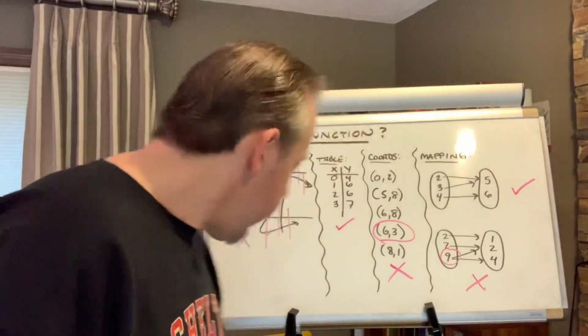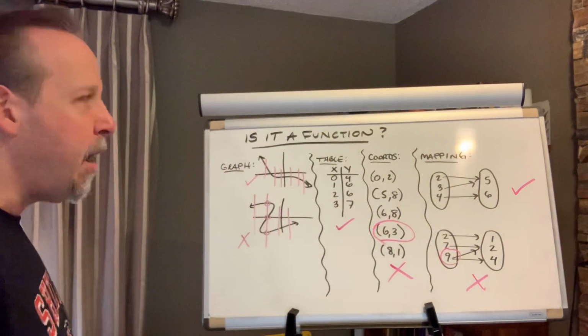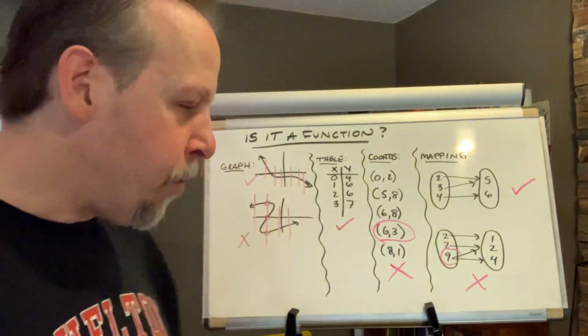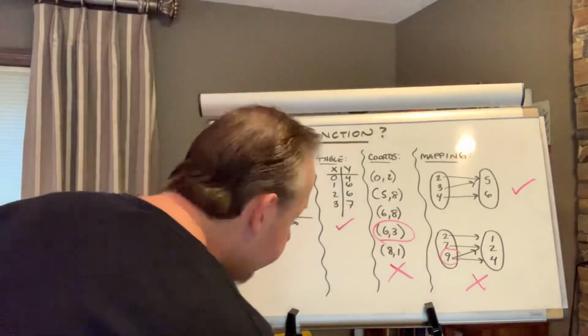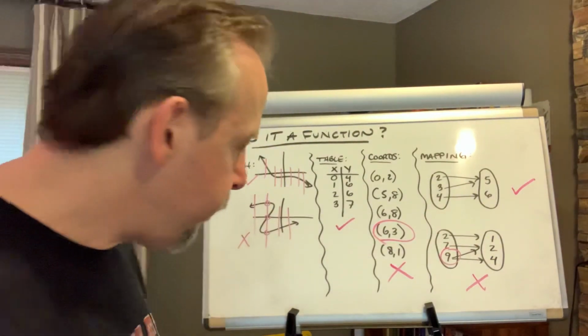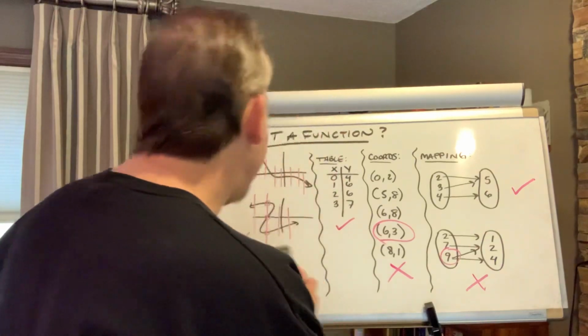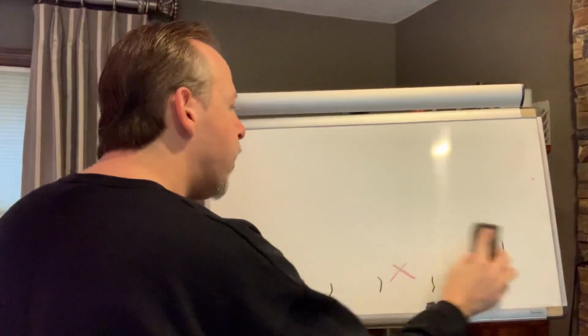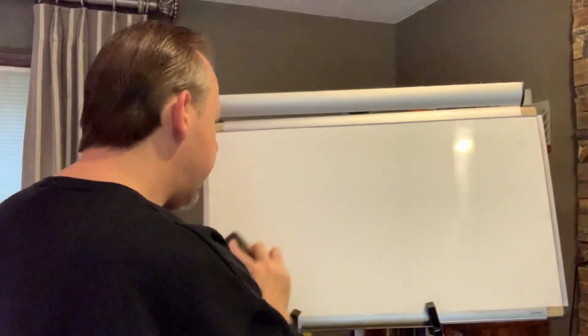Okay. Hopefully you did okay with our game of Is It a Function? So, one more little bit of vocabulary before we go on to what is essentially our homework. And that's the vocabulary of domain and range. So, it's not hard to do. It's not hard to understand.